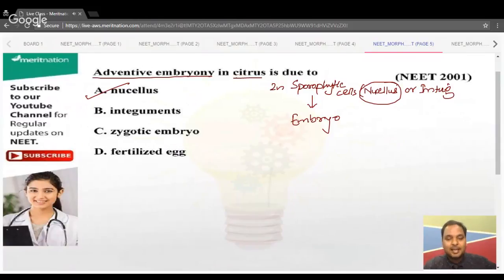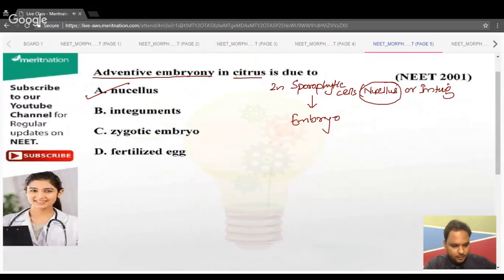This is a typical characteristic of adventive embryony. So that's why we call this process adventive embryony. And in citrus, it's nucellus. Citrus fruits, lemon and oranges, these are the citrus plants, you can say. And that's the reason their fruit, the edible part, or the part which you can utilize, is leafy aerial also, right, everyone? So I hope this question is also understood by all of you.